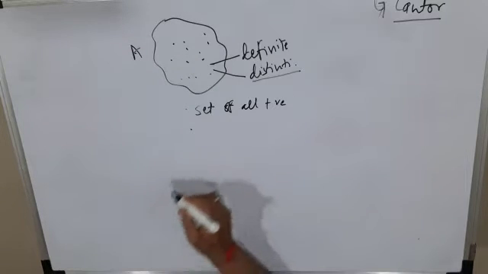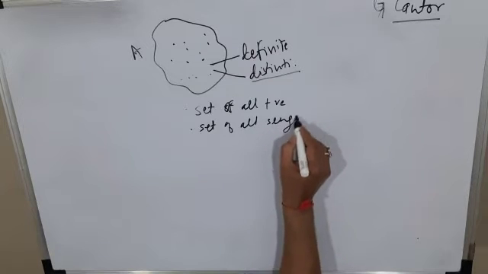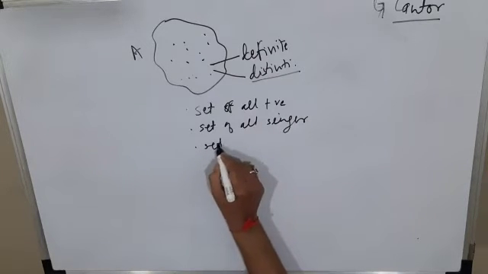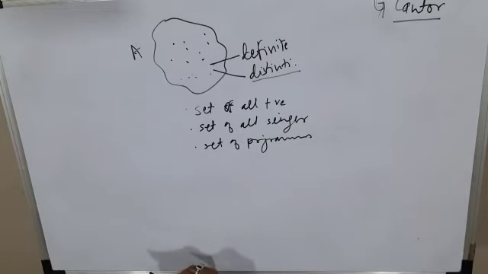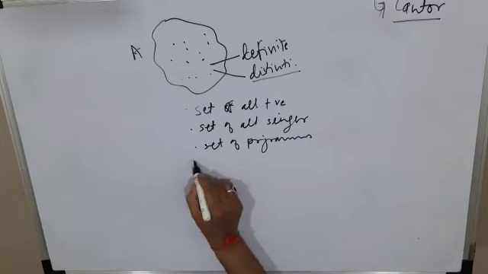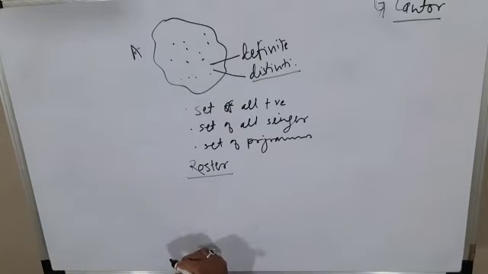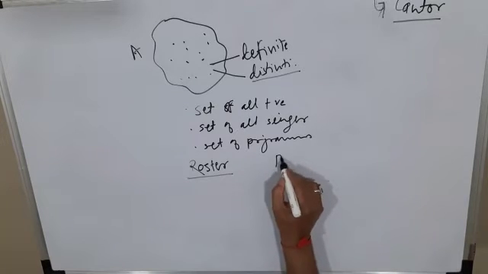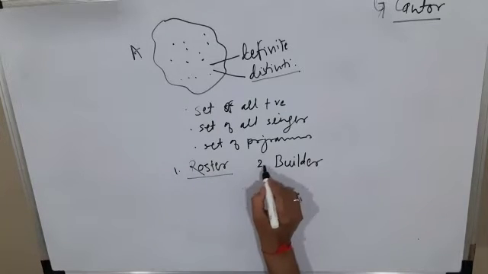Another example is the set of all singers, or the set of all programmers. You can also say the set of all lowercase letters. There are two ways of representing a set. One is called the roster representation, and the other is the set builder representation.